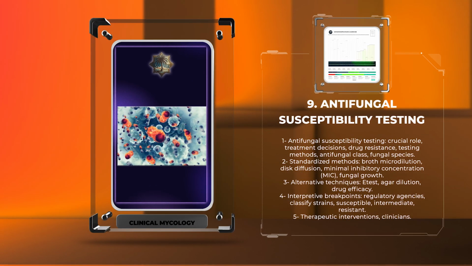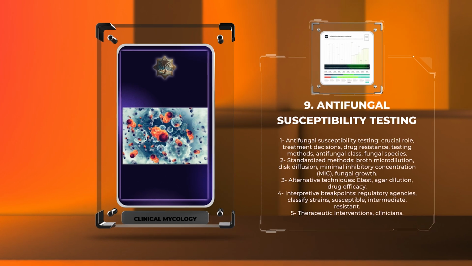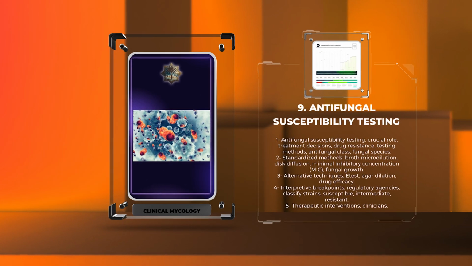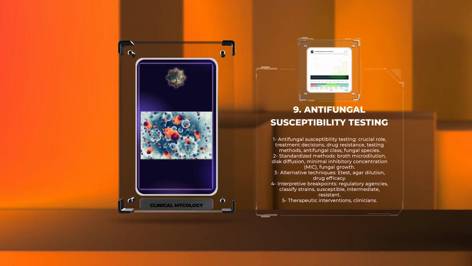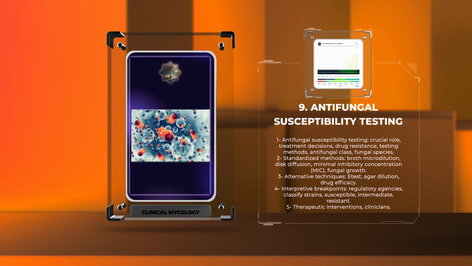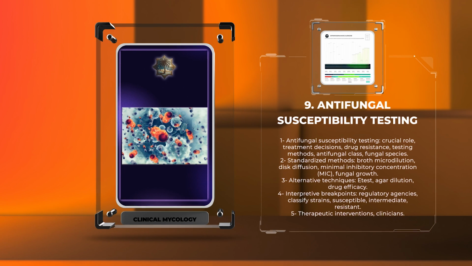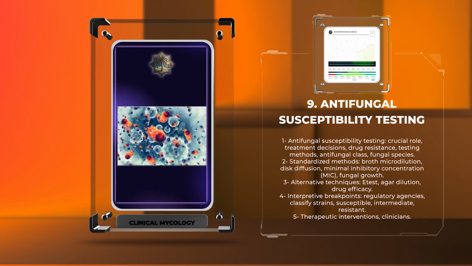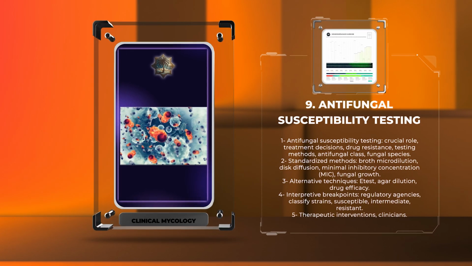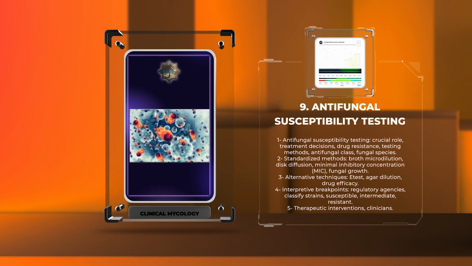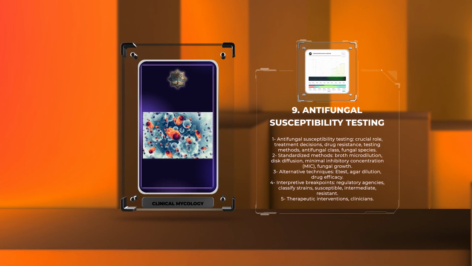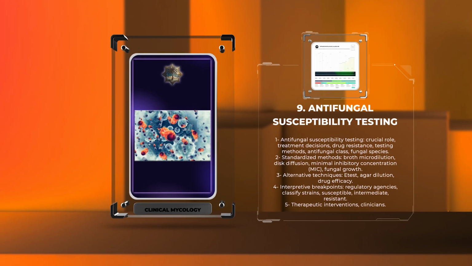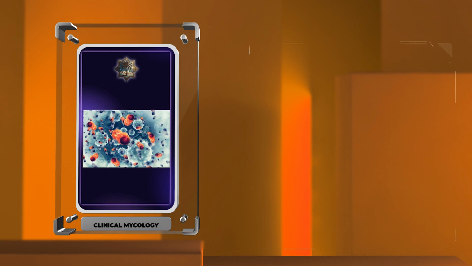Standardized methods, such as broth microdilution or disc diffusion, assess the minimal inhibitory concentration, MIC, required to inhibit fungal growth. Alternative techniques, including Etest and agar dilution, provide essential information on drug efficacy. Interpretive breakpoints established by regulatory agencies help classify strains as susceptible, intermediate, or resistant, enabling clinicians to select the most appropriate therapeutic interventions. The immune system responds to fungal infections through various mechanisms.